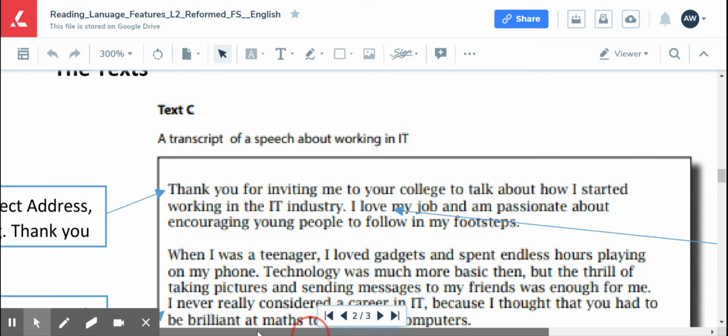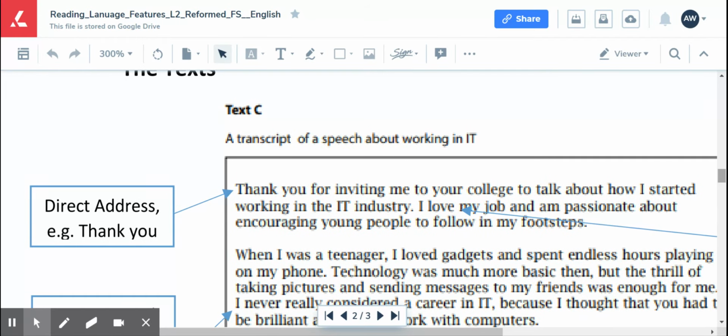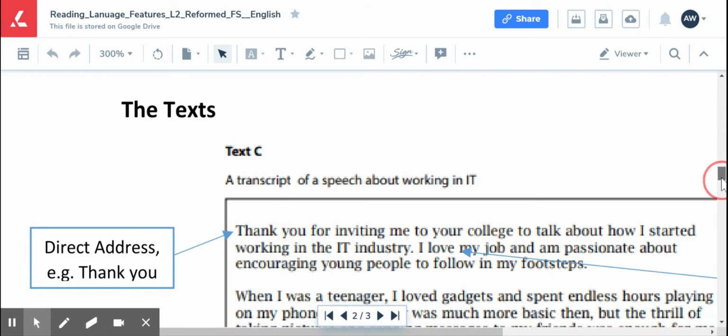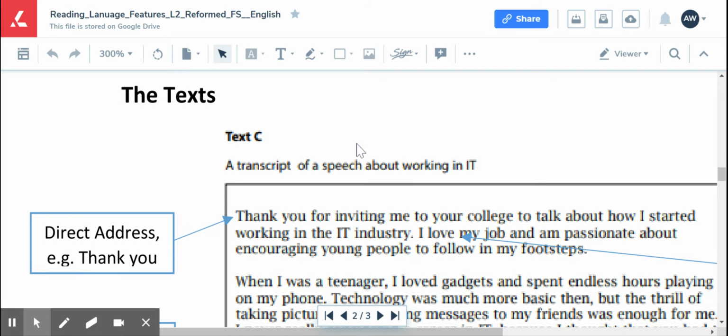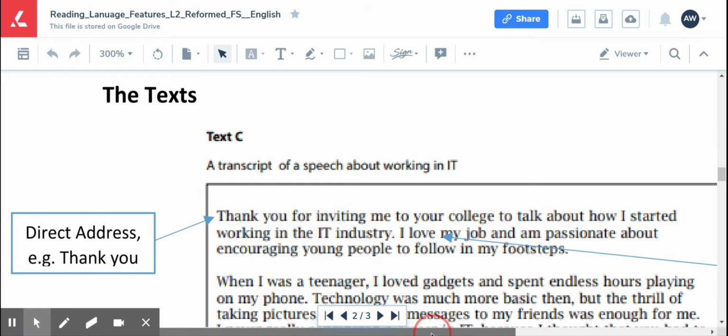Okay, so let's have a look at an example of an exam paper that you might get in your Level 2 reading exam. Now, this one is a transcript of a speech about working in IT. You can see how the different language features in the text are labelled here. So this is an example of direct address. Straight away, the word you tells us it's direct address. It's speaking directly to the reader, to engage the reader and make them interested, to entice them into the speech.